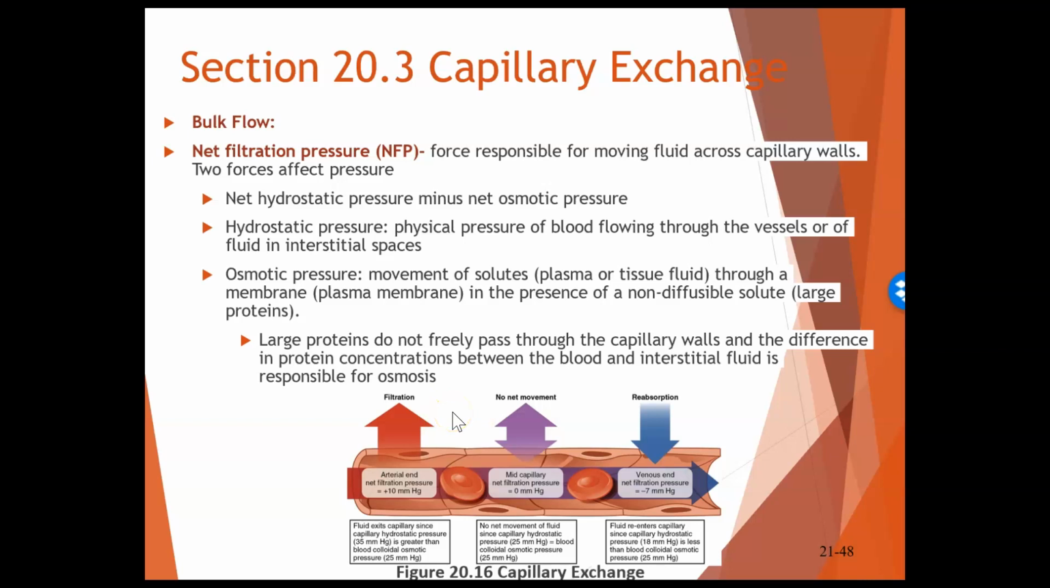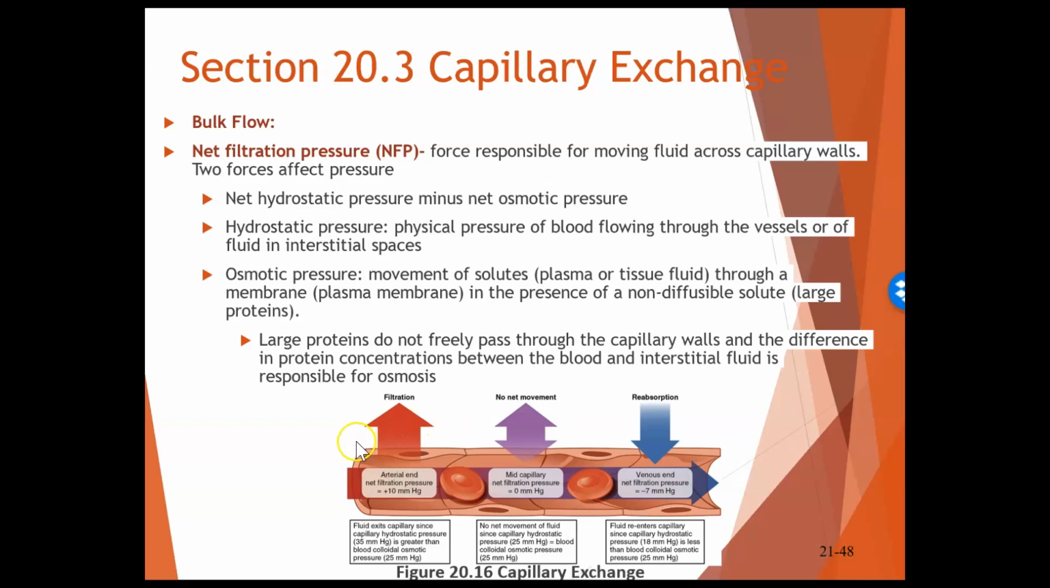And then osmotic pressure is the movement of the solutes, whether it's plasma in here or tissue fluid out here, through a membrane, which would be our plasma membrane, in the presence of a non-diffusible solute. So let's say we had a large protein present in the blood over here that cannot freely pass out the capillary walls. The difference in protein concentrations between the blood and our interstitial fluid out here is responsible for osmosis, meaning that water is the thing that's moving here.